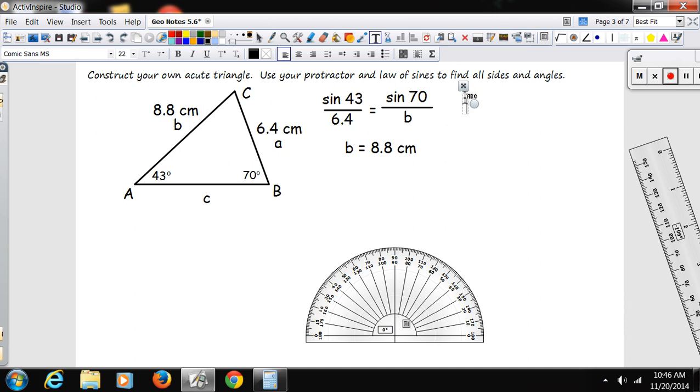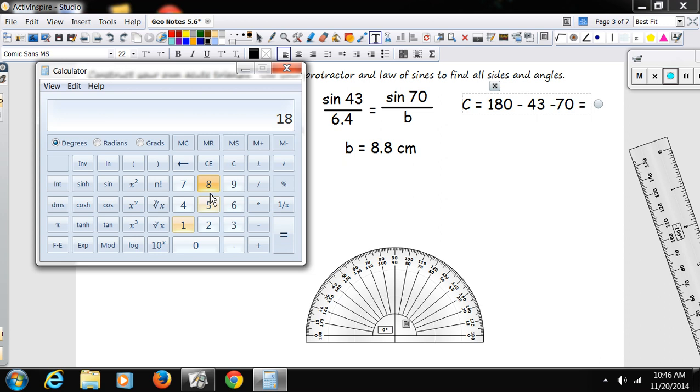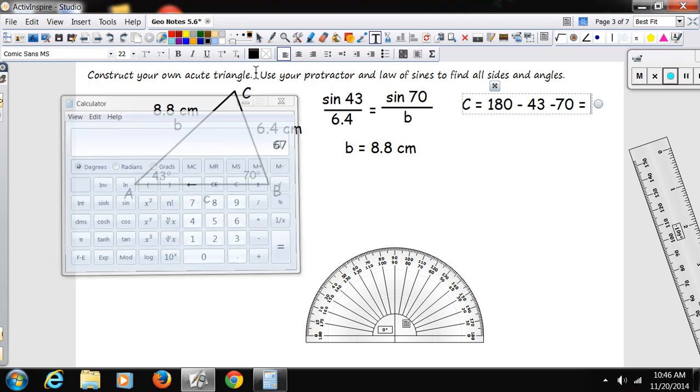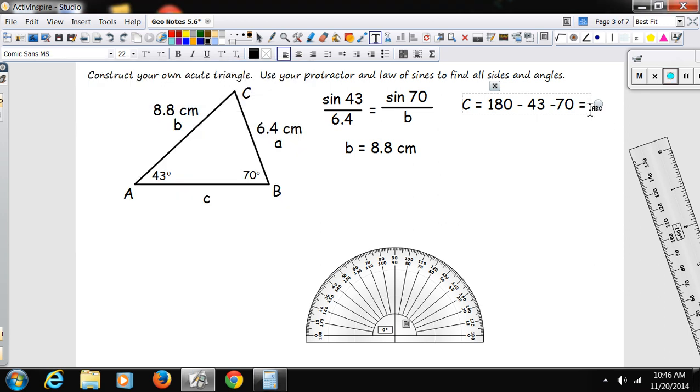The next thing you would need to find is capital C. I have to take 180 minus the 43 minus the 70. And let's see what I get for that. Let's do it on the calculator here. 180 minus 43 minus 70. 67 degrees is my angle. So up here is going to be 67 degrees.